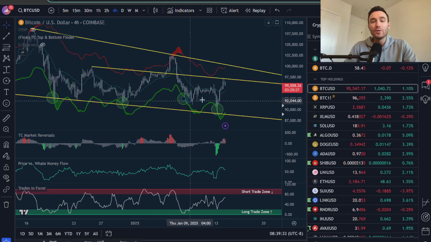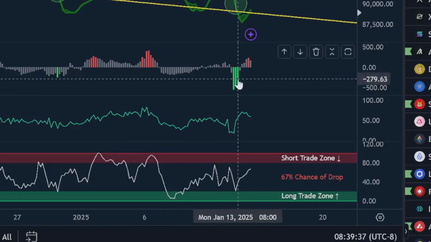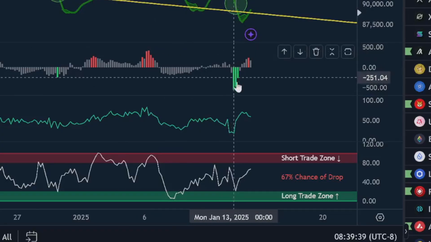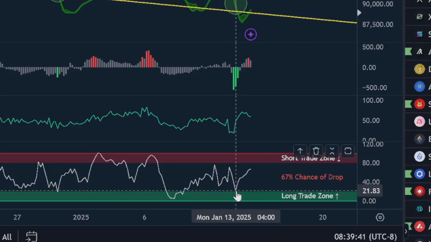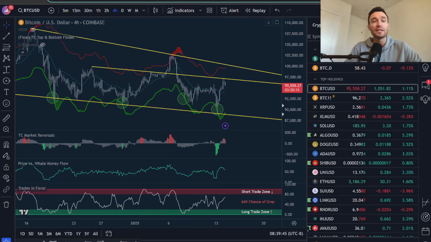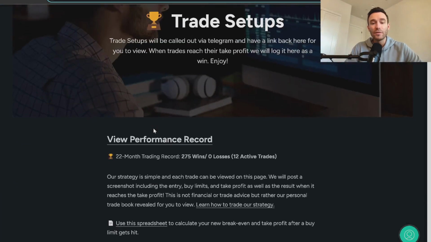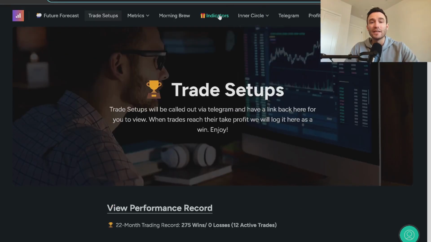And again, when you guys see price action down to the green bar down here, and you guys see that you've got market reversals down to the green side, and you've even got down here an 80% chance of a move back up on long trades, guys, this is where these entries are taking place. And this is where our trade setups have done very well. And our trade setups, we're sitting over here at 275 wins, guys, and 0 losses. And we're using those exact indicators, which you guys can get over here.